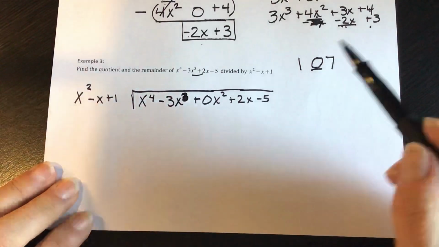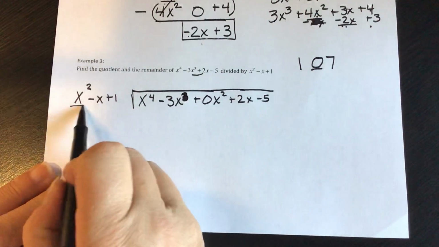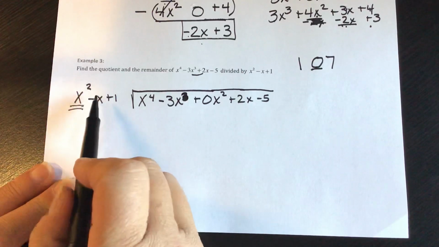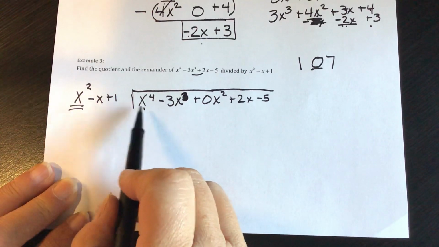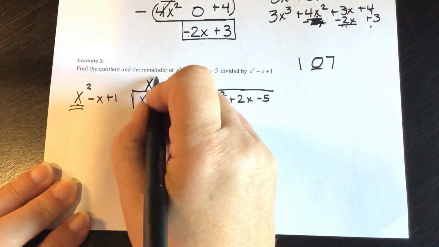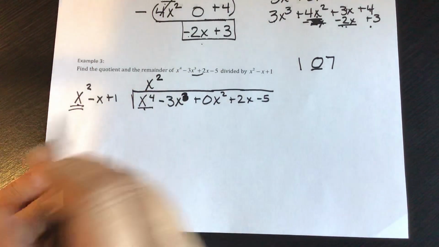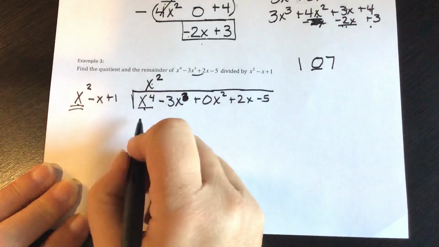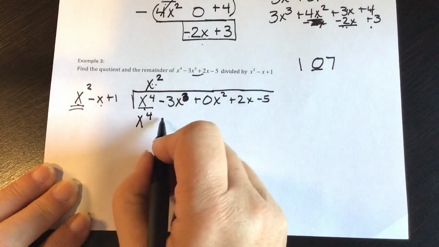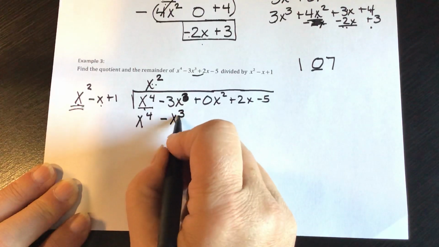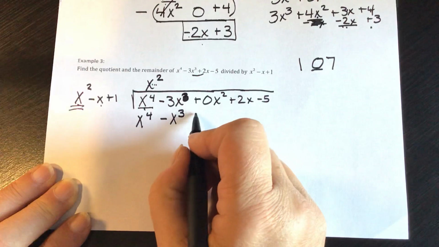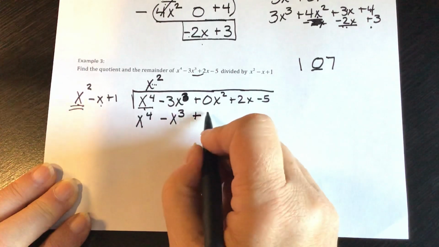All right, so following our steps, the first thing is to estimate. And we're just going to take this first term and ask ourselves, what do I multiply x squared by to get x to the fourth? And I know that's x squared. X squared times x squared is x to the fourth minus x to the third. And then x squared times 1 is plus positive x squared.